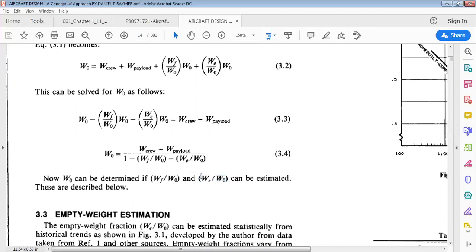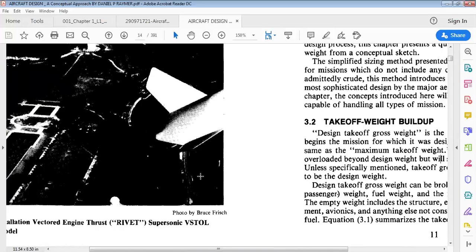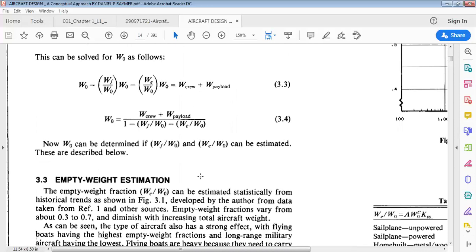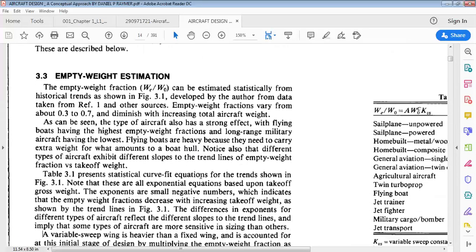Clear? So when I discuss fuel weight estimation and empty weight estimation, see here in the empty weight estimation how it goes. You can see it in the graph. I'll show you the graph. You'll understand how you are going to select the empty weight estimation.